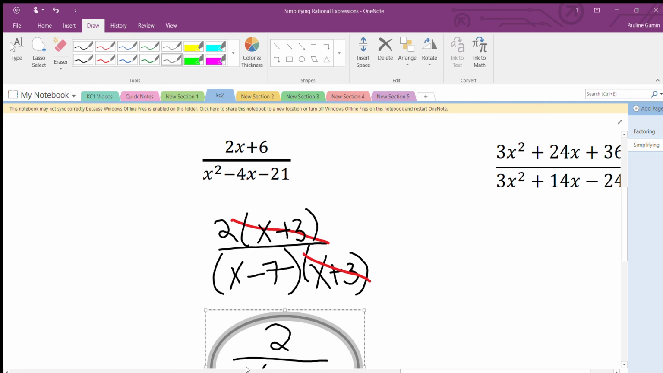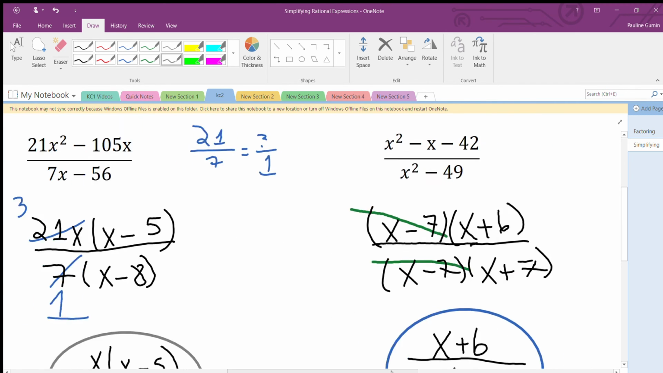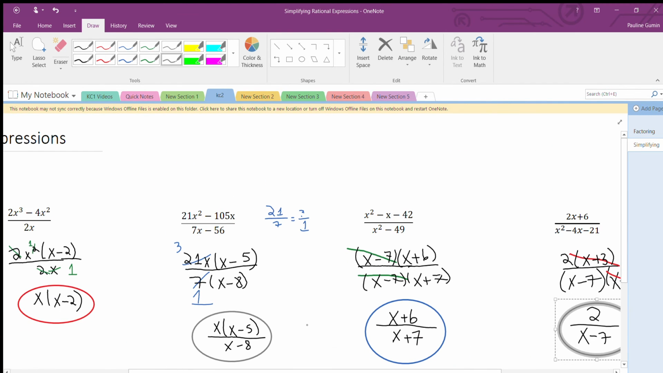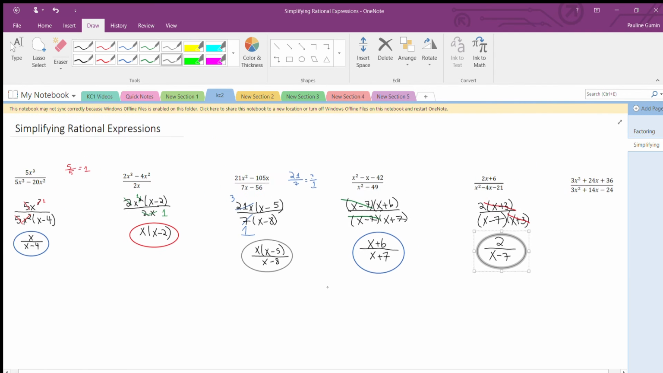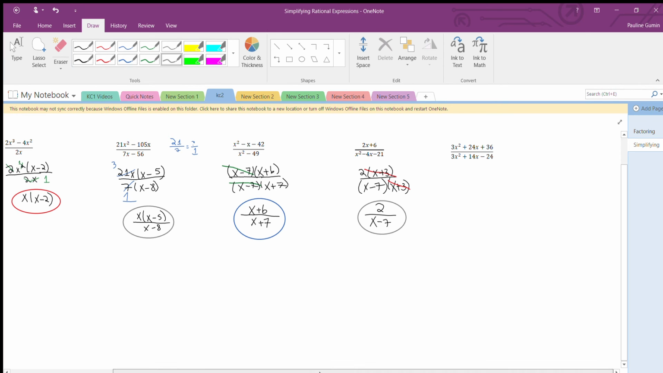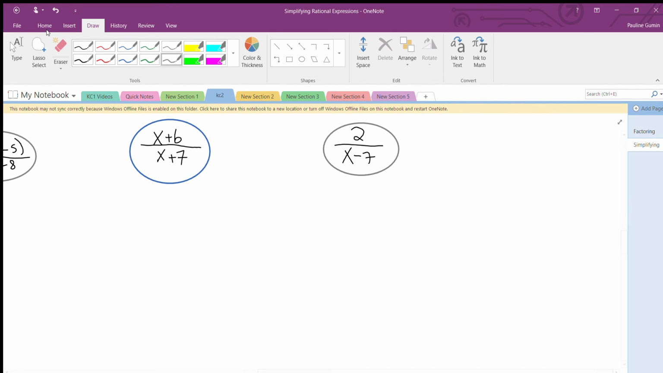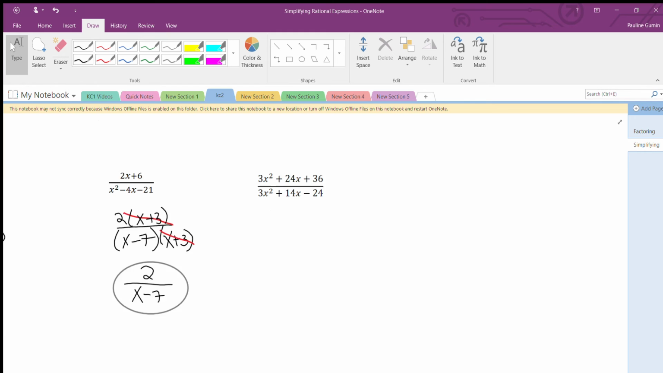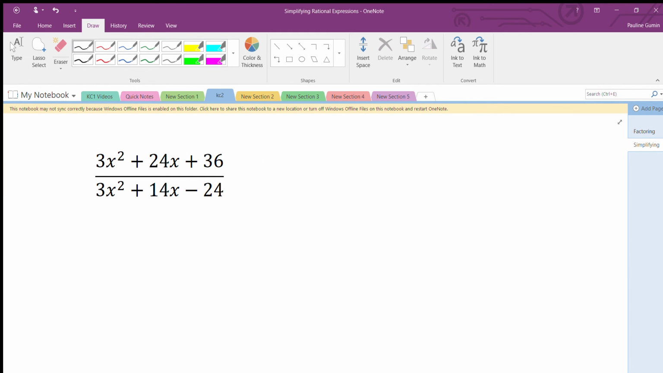All right, not bad. Let's zoom out to see this beauty. Look at all this canceling and simplifyingness. Now let's check out this kind of crazy one. Let's zoom in. Come on, computer. There we go.